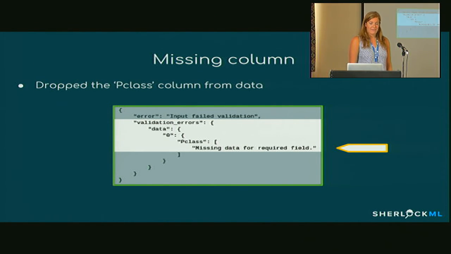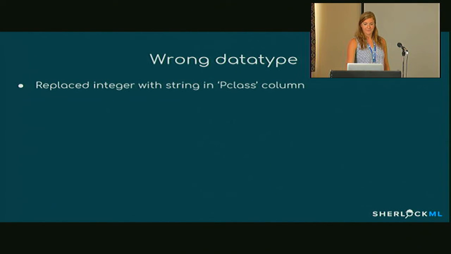Now, if we look at the specifics, you can see that something in the data, something in the p-class column, and it says missing data for required field. So this tells you that the column p-class was required and that it's not there. So as a user, you already know, oh no, my data is missing the p-class column. I should fix that. It's clearly not a complete data set.